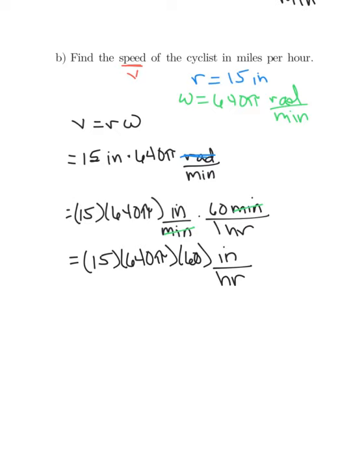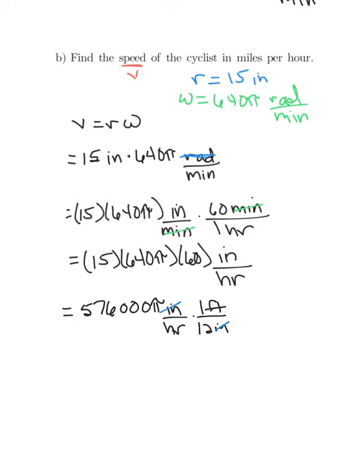Just for space purposes, I'm going to go ahead and multiply what we have at this point. Our number is big. It is 576,000 pi, and we have inches per hour. The problem is we need miles, so we need to get the inches out of there. So we need to do 1 foot and 12 inches. Inches need to go in the bottom. So now inches is gone.